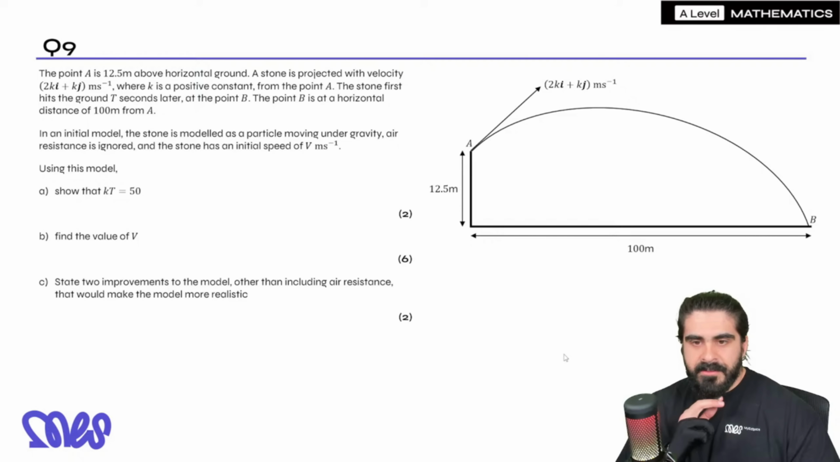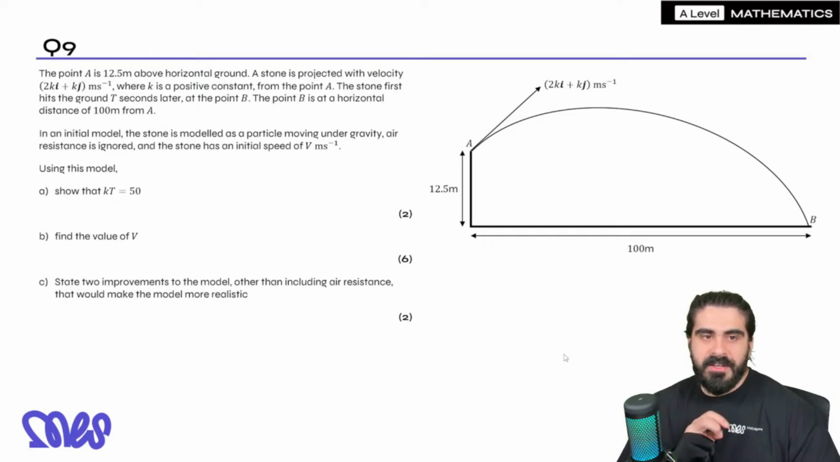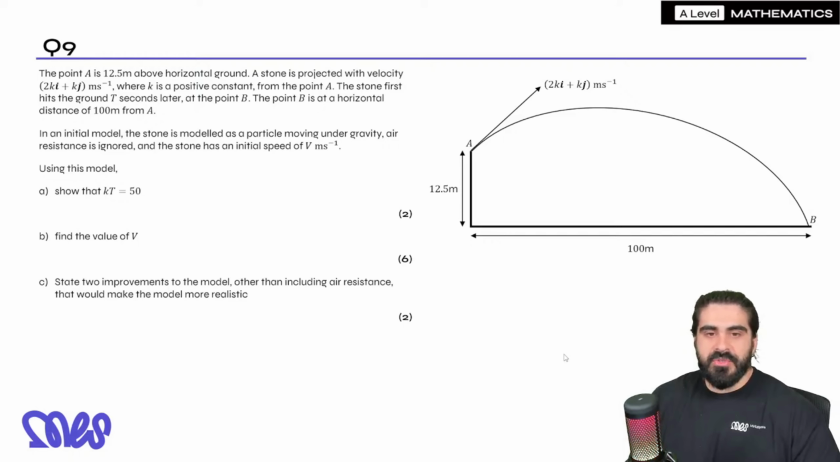The point A is 2.5 meters above horizontal ground. A stone is projected with velocity 2ki plus kj, where k is a positive constant, from the point A. The stone first hits the ground t seconds later at point B. The point B is at a horizontal distance of 100 meters from A. In an initial model, the stone is modeled as a particle moving under gravity, air resistance is ignored, and the stone has an initial speed of v. Show that kt is 50.